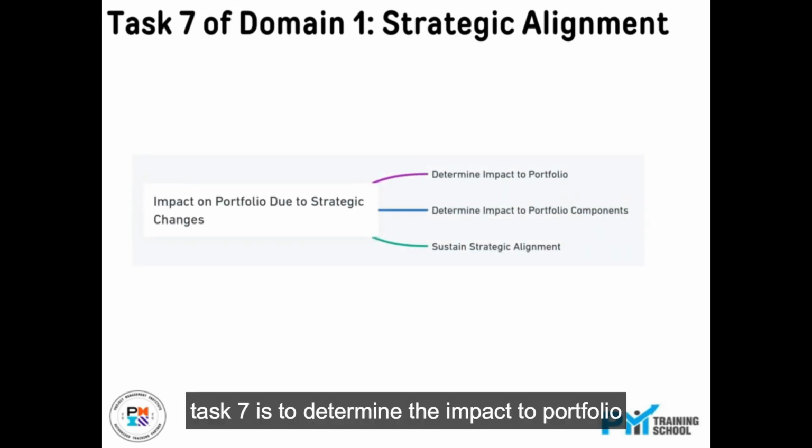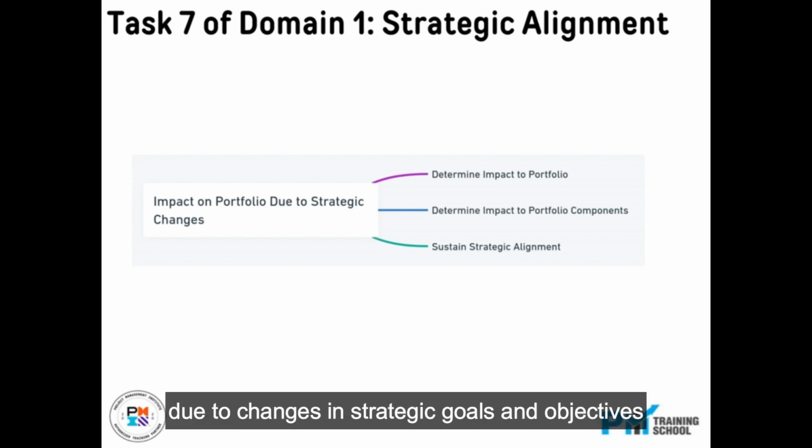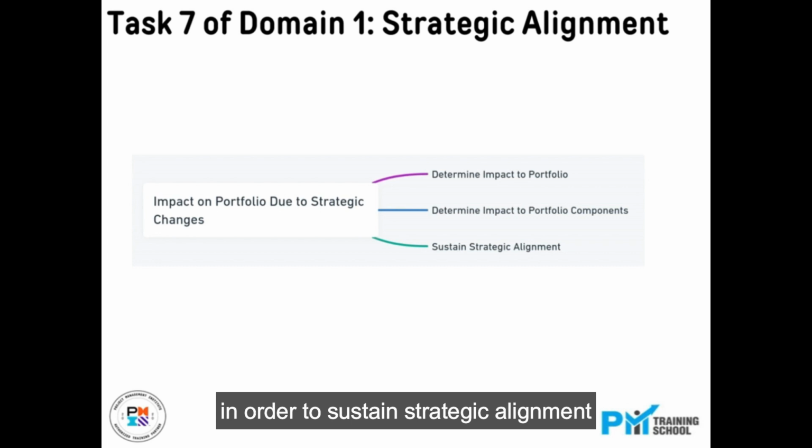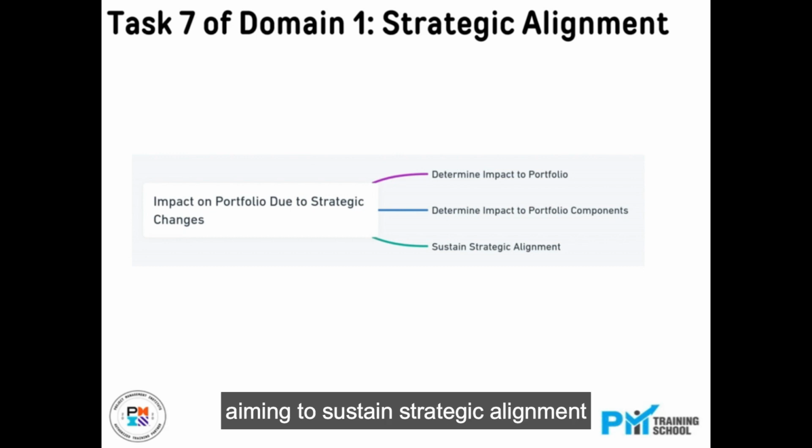Task 7 is to determine the impact to portfolio and portfolio components due to changes in strategic goals and objectives in order to sustain strategic alignment. This mind map outlines the steps to determine the impact on both the portfolio and its components due to changes in strategic goals and objectives, aiming to sustain strategic alignment.